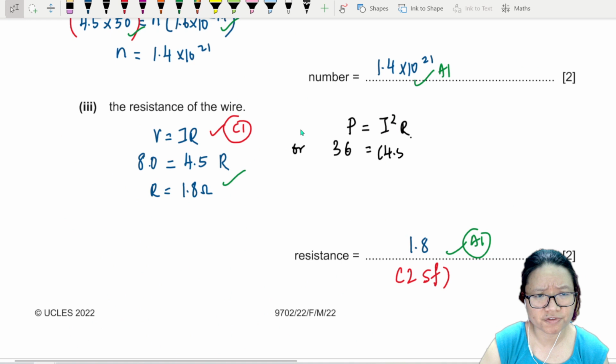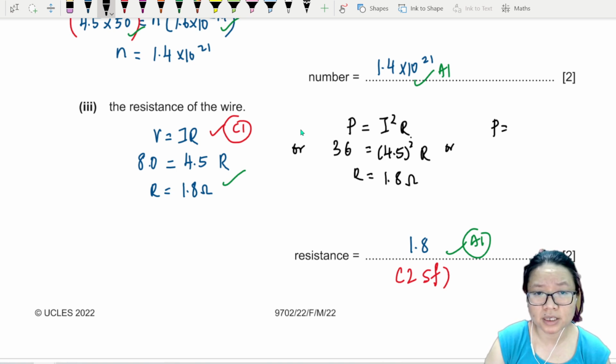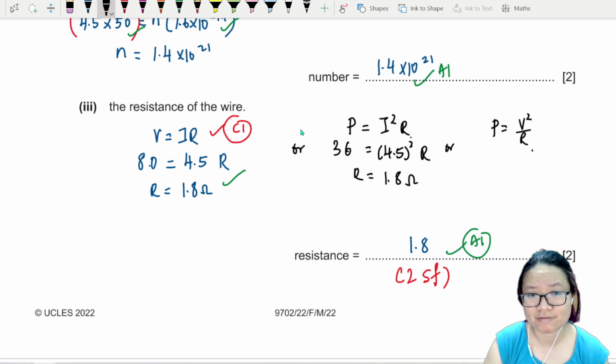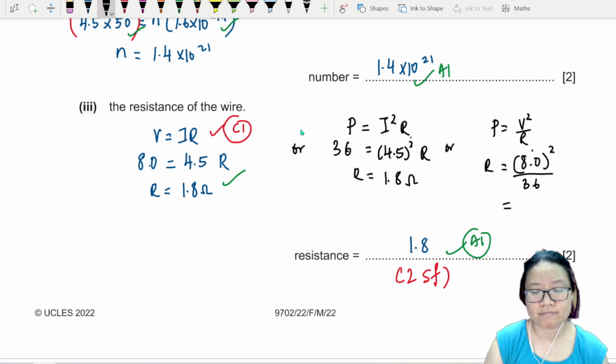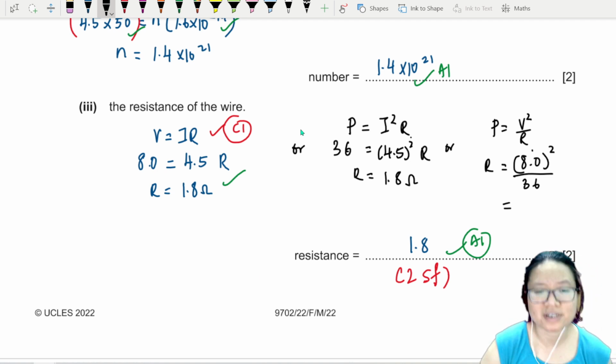I was 4.5 squared times R. So the answer is still 1.8, or 1.77777777. You could even use P is V squared over R. So R will be equal to 8.0 squared divided by 36. So 64 over 36 is still 1.77777.